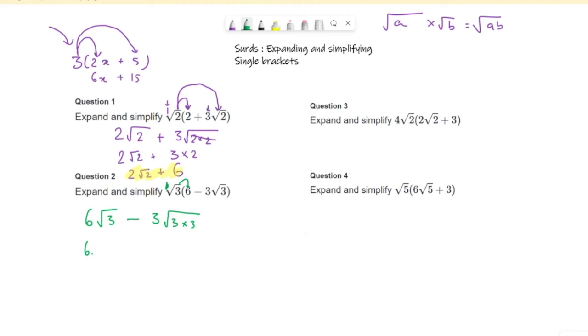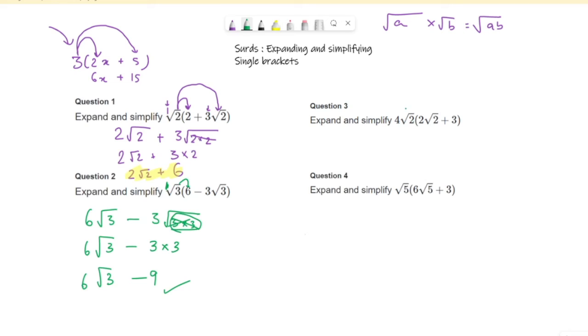So let's continue. 6 root 3 will stay here. 3 and 3, there is a group of 3 inside the root sign, so it will cancel itself. It will come outside of the root sign. So 1 3 will come out of this group of 3. So 3 times 3, and there is no more root. So this one is actually 6 root 3 minus 9, and that's our answer.